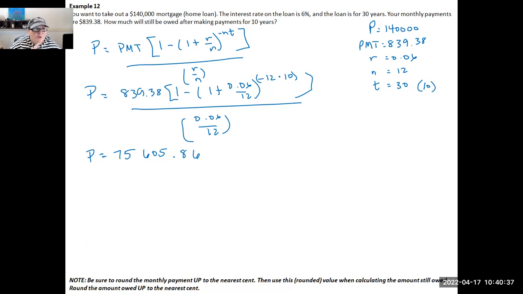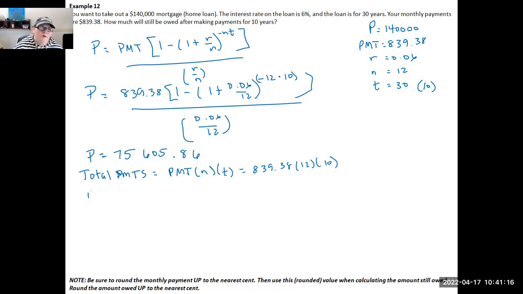So how much was actually paid? Let's go with that. Total payments. Total payments would be PMT times N times T, times 12 times 10. It's the number of years it's been paid on. So 839.38 times 12 times 10.